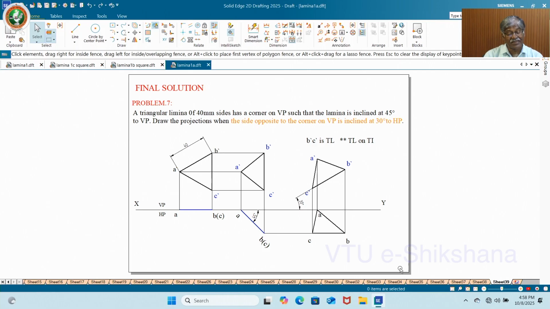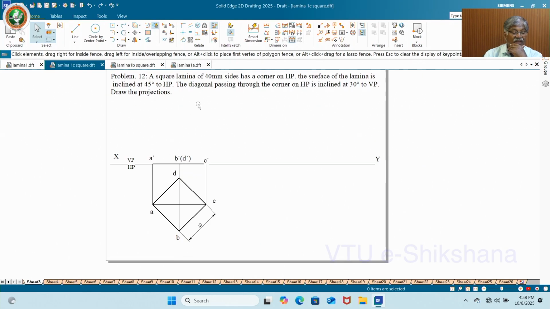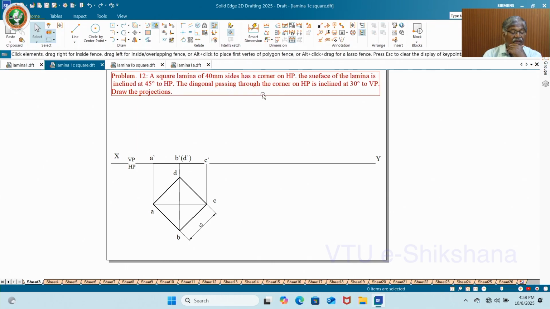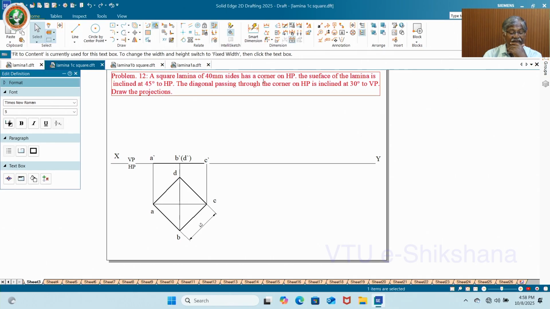Now let me take the same problem for a square instead of a triangle. Just observe here: a square lamina of 40 mm sides has a corner on HP. The surface of the lamina is inclined at 45 degree to HP. The diagonal passing through the corner on HP is inclined at 30 degree to VP. See, in this case, instead of giving the surface inclination, you could have given directly that the diagonal passing through the corner on HP is inclined at 45 degree to HP and 30 degree to VP.